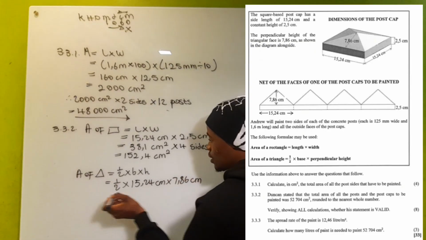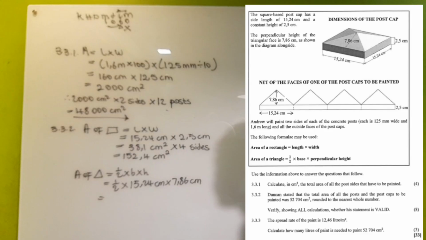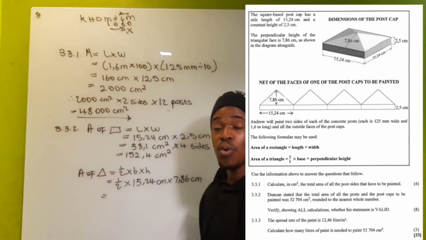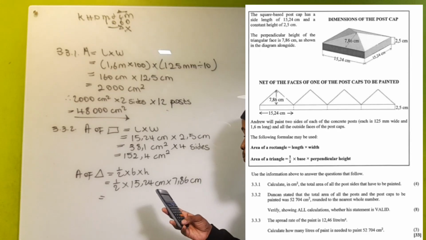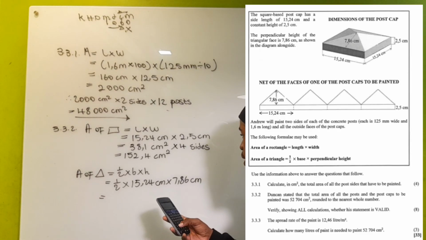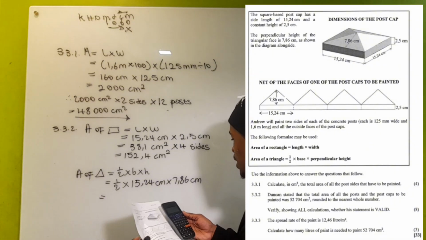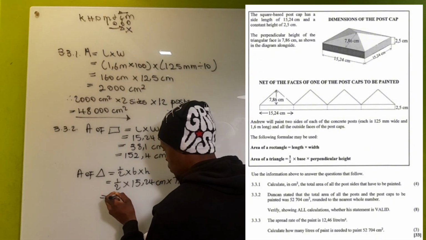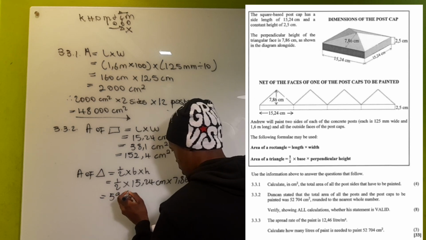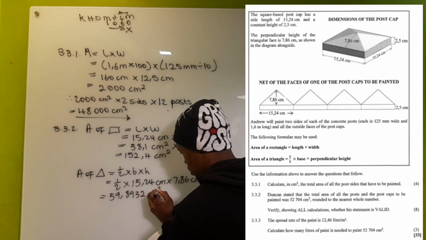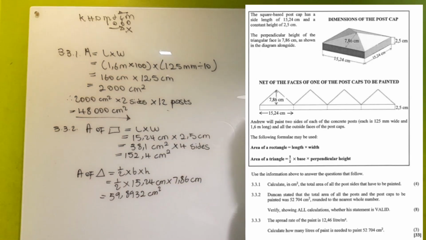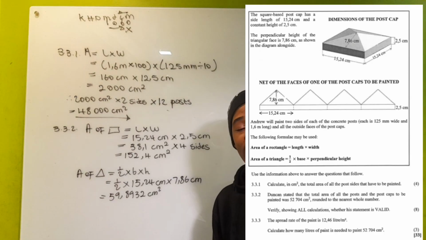7.86 centimeters. And now all we have to do is click our calculation on the calculator and get the answer. So 1/2 multiplied by 15.24 multiplied by 7.86. That gives us a total of 59.8932 centimeters squared.